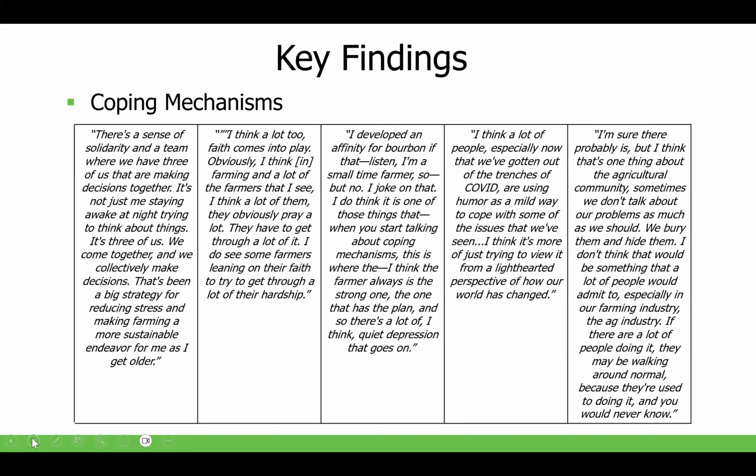Faith was also mentioned, as you can see in the quote there in that second column. I think a lot of it, faith comes into play. Faith was definitely something that folks reported on as a positive coping mechanism as well. But then we did get into some of the unhealthy ones, as you can see in column 3. I developed an affinity for bourbon. But he said, I joke on that, I do think it's one of those things when you start talking about coping mechanisms, this is where I think the farmer is always the strong one, the one that has the plan. And so there's a lot of quiet depression that goes on.